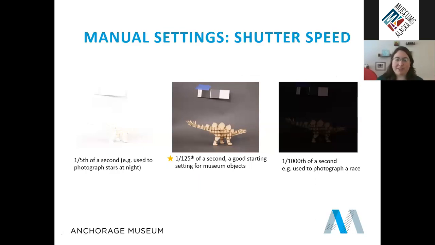And a thousandth of a second is really short, so the light doesn't have enough time to get into the camera before the shutter closes, so your photo's a little dark. These were all under just general lighting, with no special lighting involved. Depending on your lighting and the speed of your lighting, that may change, but under general lighting, I found that 125th of a second was a good starting point for how I wanted to photograph my object.